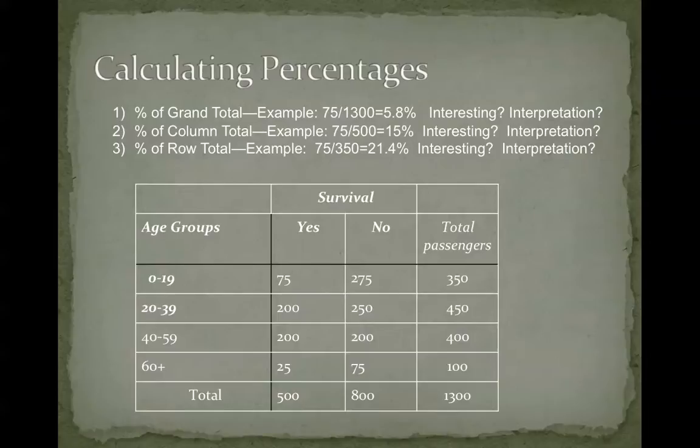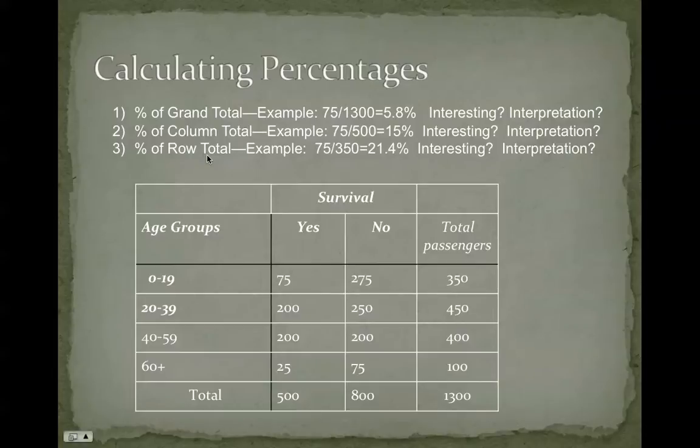So is that interesting? To me, it's not that interesting. It's not telling you exactly the nature of the two variables, which is age groups and survived. We don't know how more or less likely that age group was compared to other age groups using the percent of grand total. So the percent of grand total is probably the least useful of the three types of percentages.